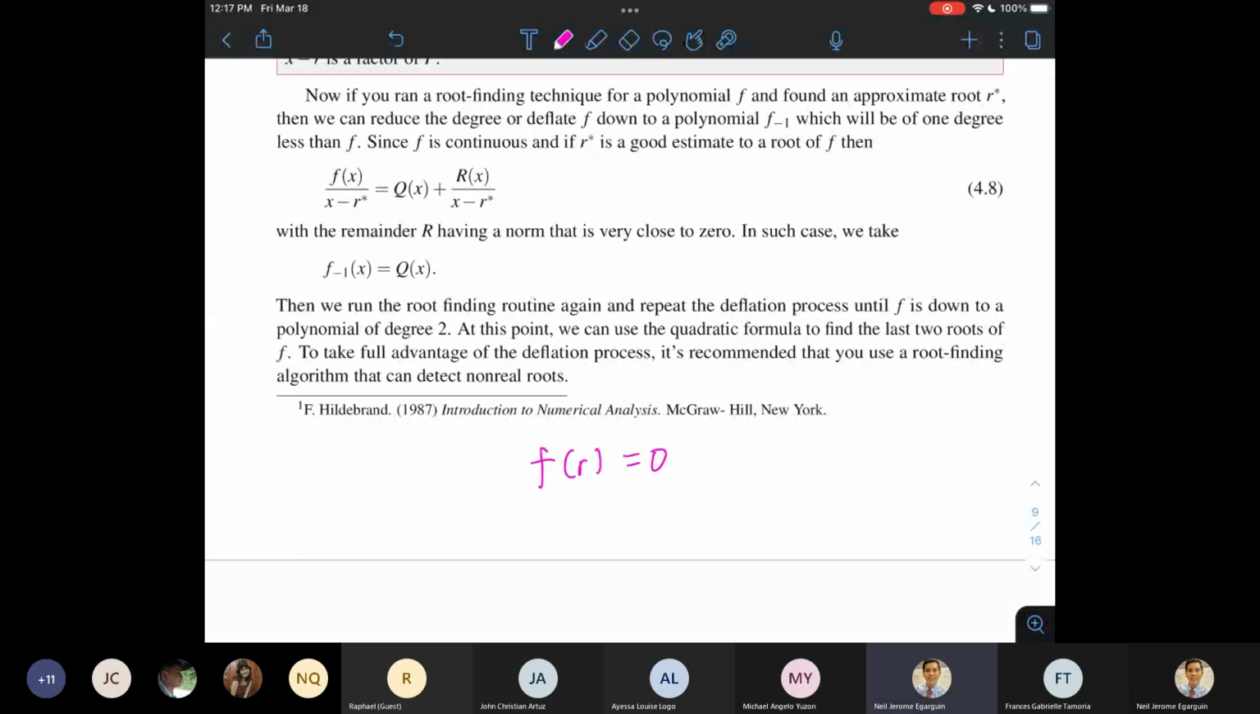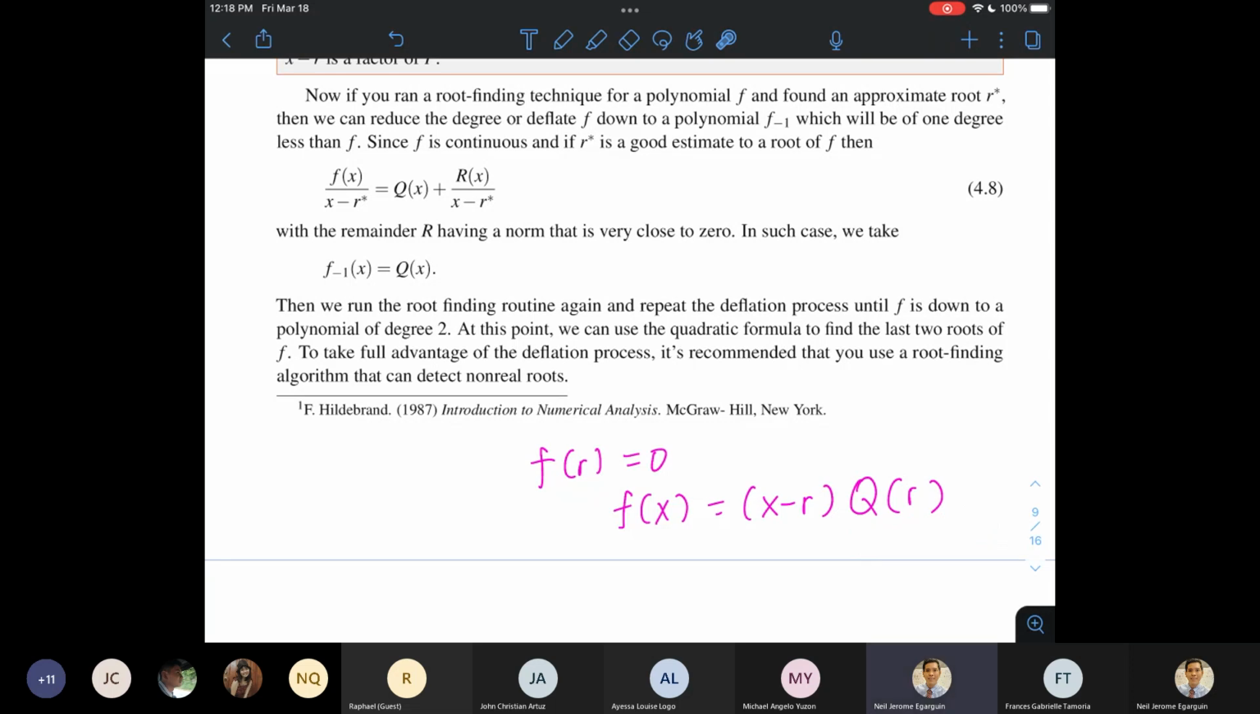So, ibig sabihin si f of x, pwede mo palang isulat as x minus r times another polynomial, say q of x. Okay? So nangyayari to kapag si r ay root ni f. Necessarily, x minus r is a factor of your polynomial f. Now, q is the deflation or is a deflation of the polynomial f. Kasi kung si f ay degree n, pag nag-factor ka ng x minus r, edi si q degree n minus 1 na lamang. So we call q a deflation of the function f.